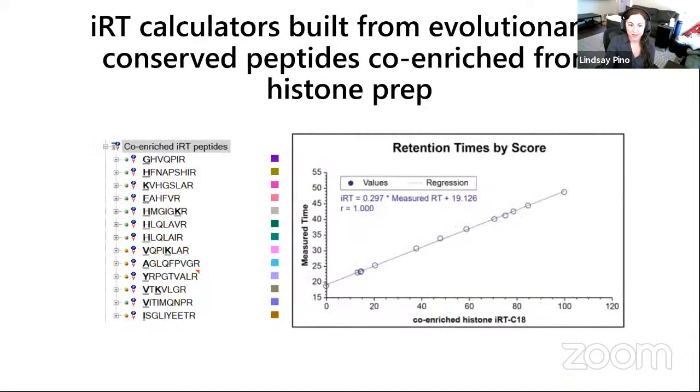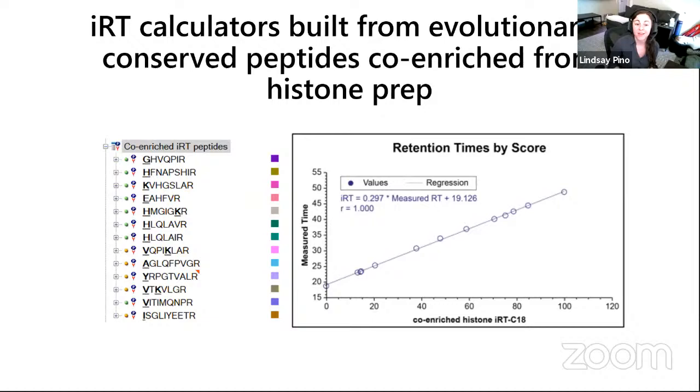So now we have a target list. One of the other tools that we're using in Skyline is the IRT calculator. So when we prep histones, first we isolate histone proteins from the nucleus. But that isolation is not perfect. When we're enriching for histones, a lot of times we get other proteins that are co-enriched with those nucleosomes. We can use those co-enriched peptides to build an IRT calculator. So we don't have to use Biognosys. We don't have to use commercial kits to spike into our samples.